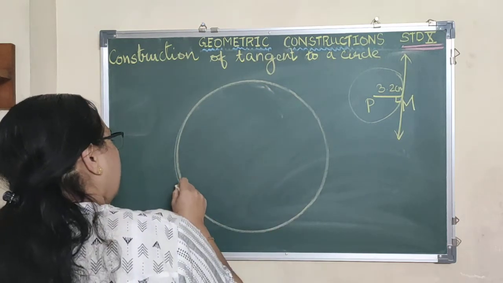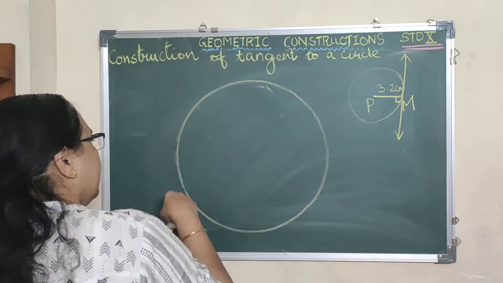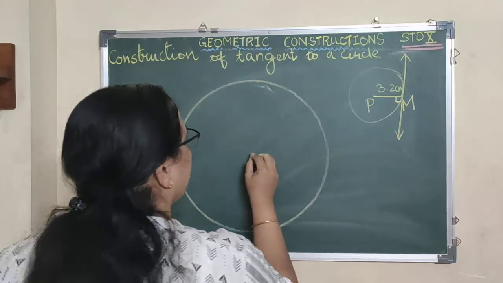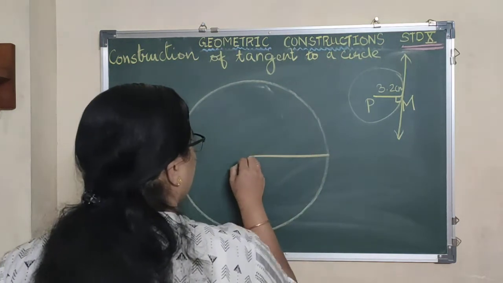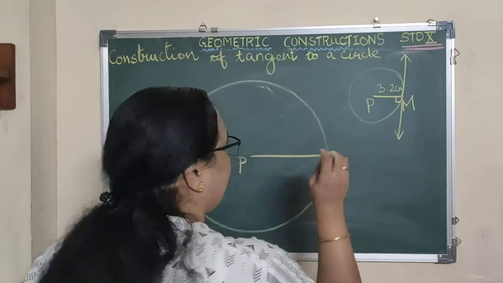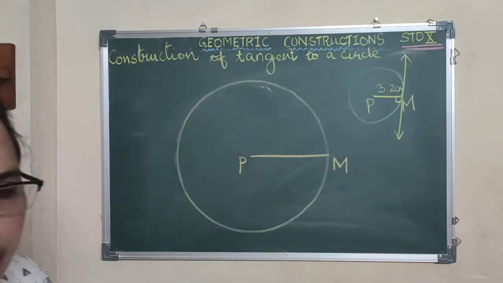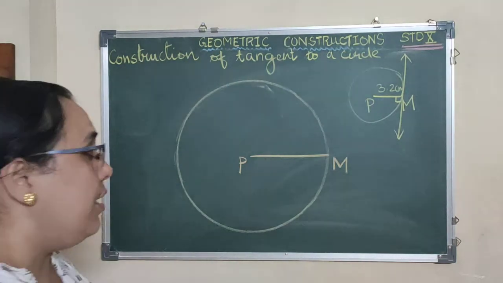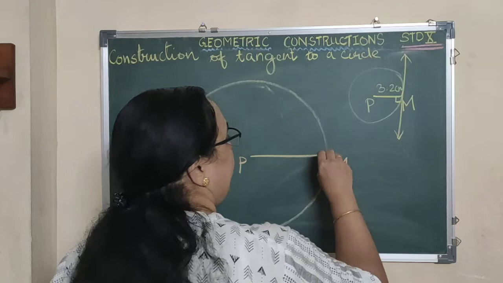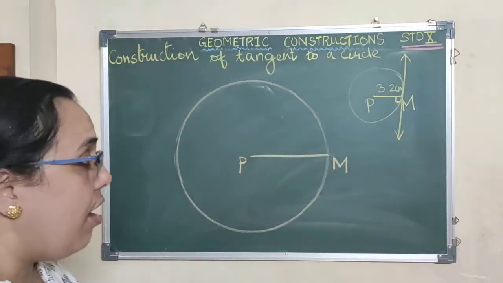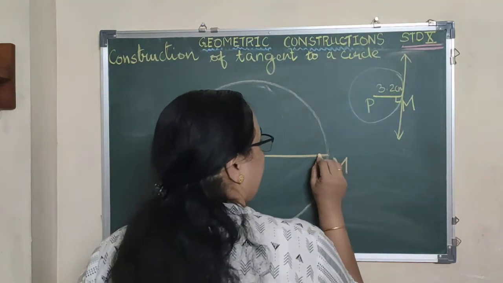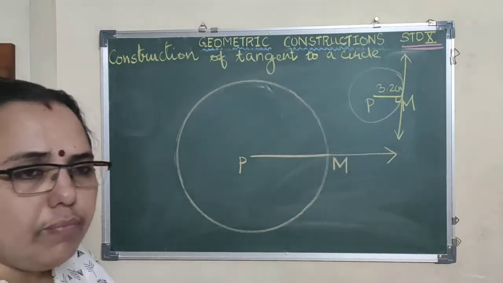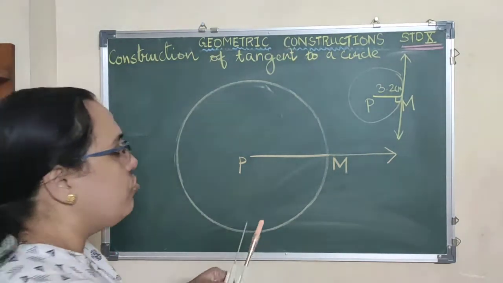So as I take this, the center is important because I have to draw the radius. So I have my center P here and this is my radius PM. At point M we have to draw tangent. So to draw tangent at M, it is same as we have to draw perpendicular line at point M. How do we draw perpendicular line? So for that we just extend this, okay, and with the help of the compass, how do we draw perpendicular?